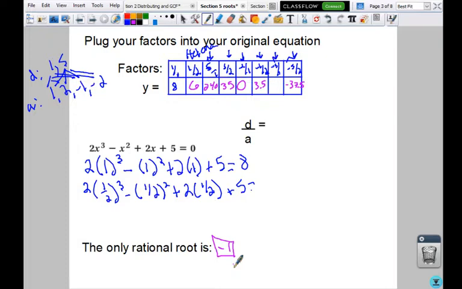I can't factor by grouping because I will get different parentheses. I can't do difference of cubes or difference of squares. There's too many things in there. So what I have to use is my rational root theorem.